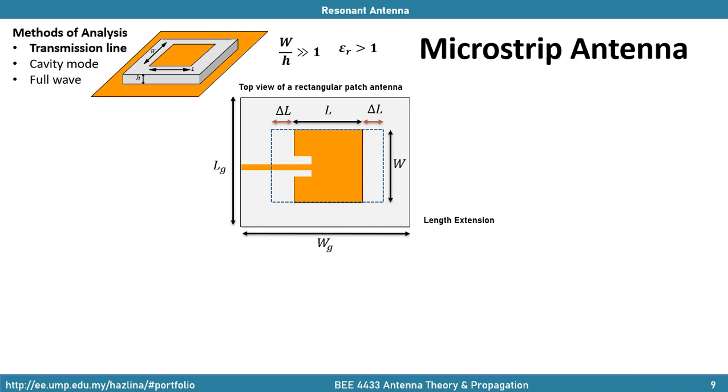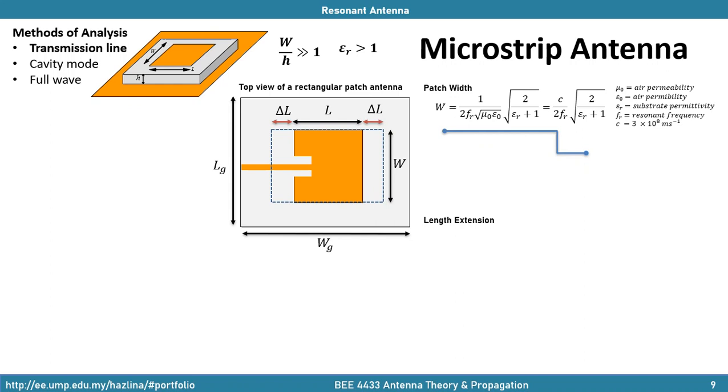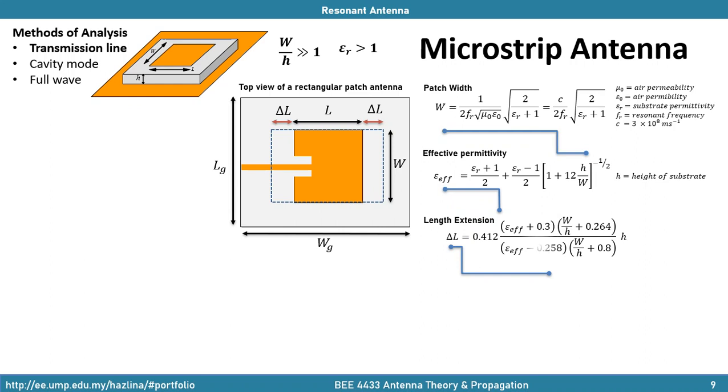This analysis is done with 2 assumptions. The ratio of patch width over height is much greater than 1, and dielectric permittivity is more than 1. Dimensions of the antenna are calculated as follows: the patch width, the effective permittivity, the effective length, ground plane dimension.